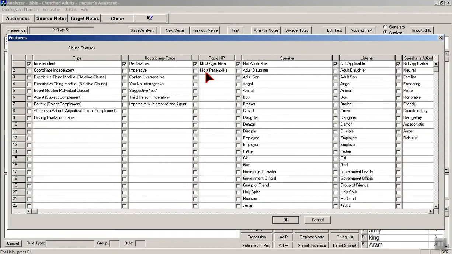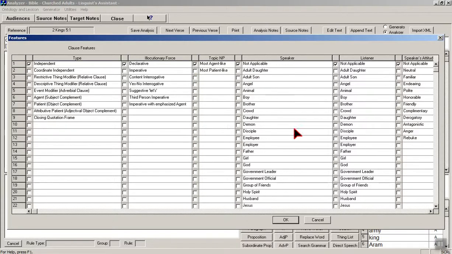So the patient is the thing that's acted upon. Paul took the book. Paul is the agent, he's doing the acting, and the book is what was taken. We call that the patient, the thing that's acted on. And so most patient-like for a clause would mean it's in the passive: The book was taken.